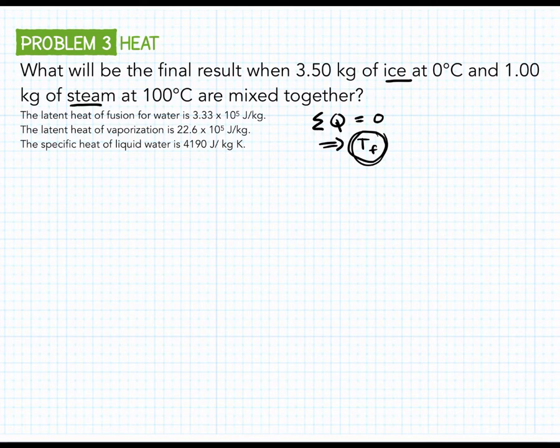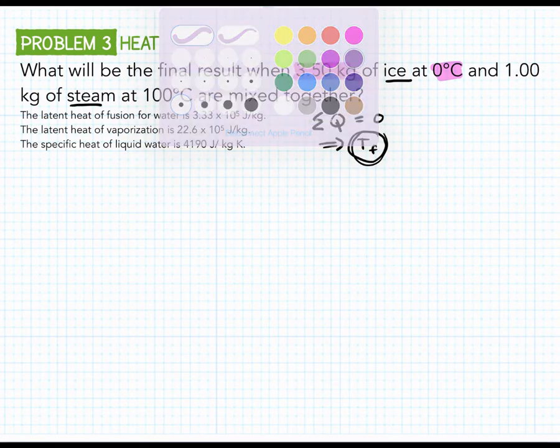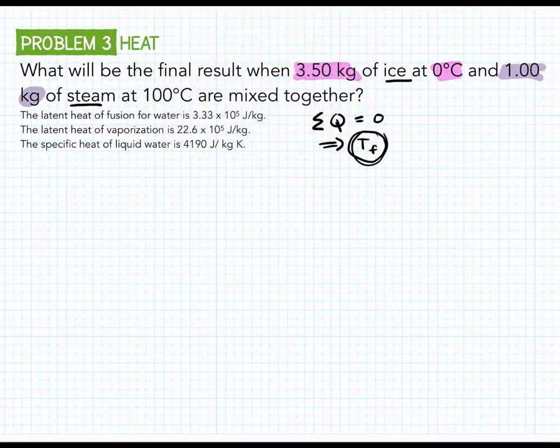In this case, here are our two systems. We have 3.5 kilograms of ice at 0 degrees Celsius, and then we have 1 kilogram of steam at 100 degrees centigrade. Of course, we might need to think about things in terms of Kelvin, but it's a difference, so we don't have to convert the degrees. What we're going to do is calculate the heat transferred into the ice and the heat transferred out of the steam.